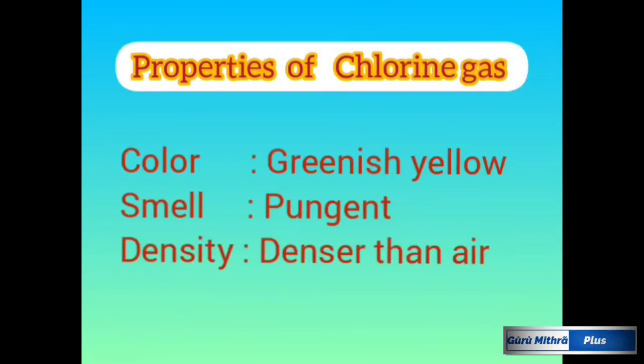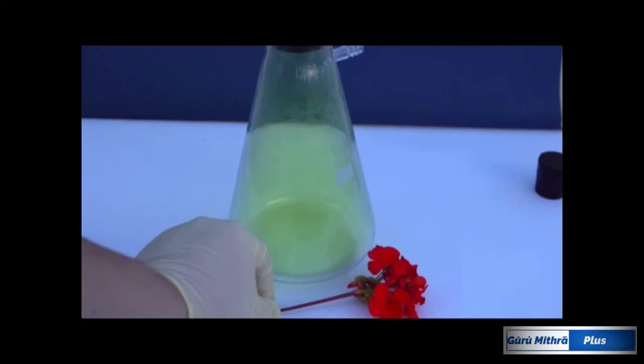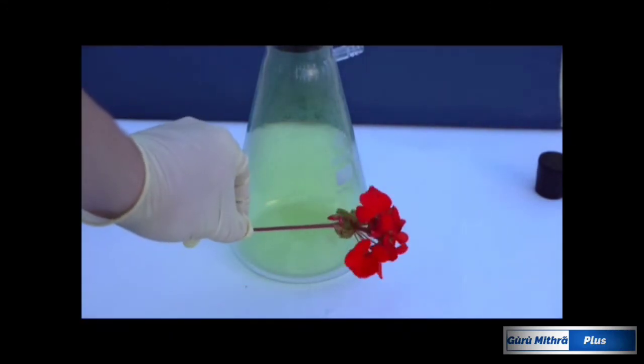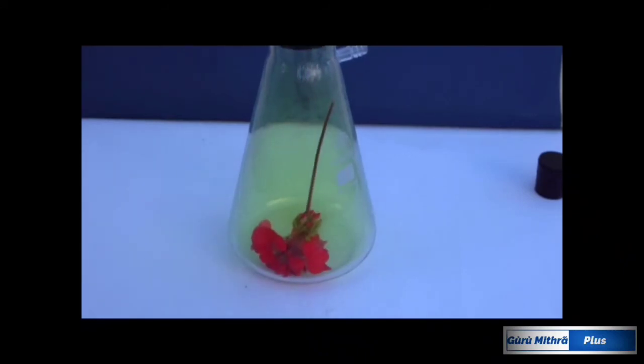Now let us see properties of chlorine gas. Color: greenish yellow. Smell: pungent. Density: denser than air. Next, let us see bleaching action of chlorine. Chlorine gas can decolorize some colored substances. Let us demonstrate the bleaching action of chlorine. Fill the chlorine gas in a conical flask with stopper. Now insert a moist red flower into the flask and close the mouth of the flask tightly.